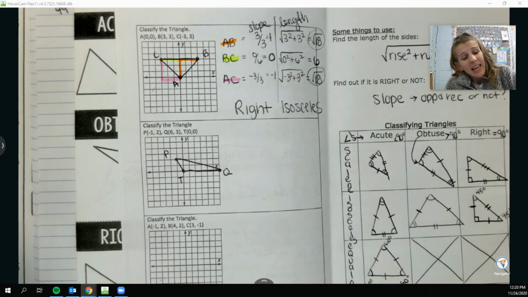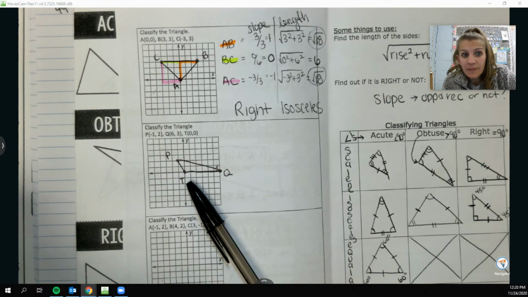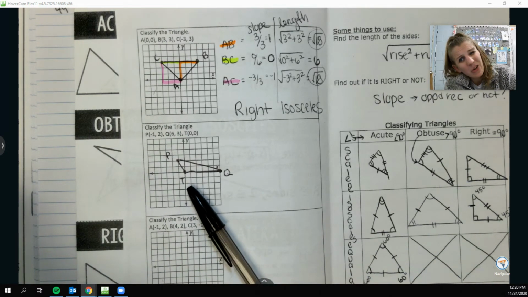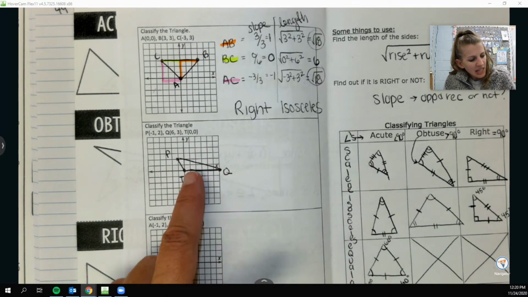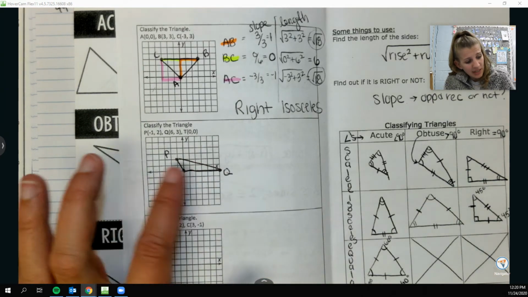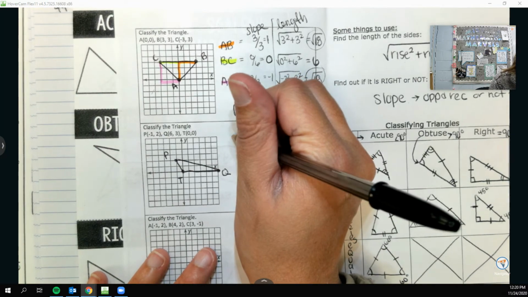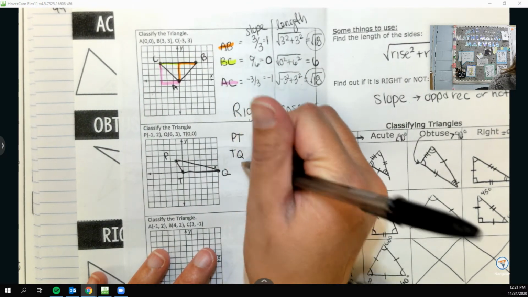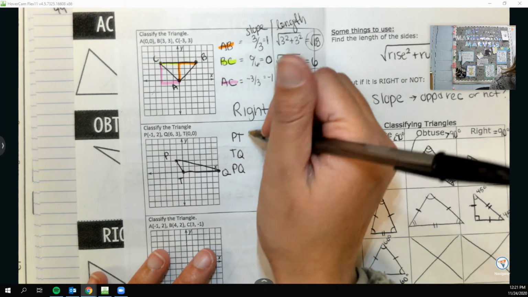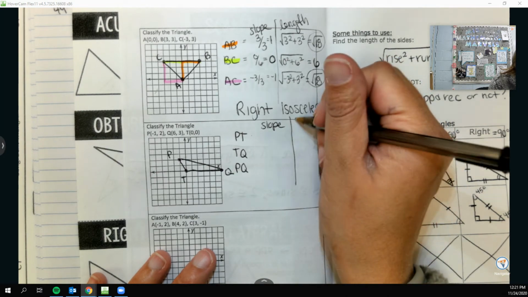So my guess is that this guy kind of looks obtuse. I'm not going to be able to really know for sure, but I will be able to tell that it's not right. And then I'm feeling like maybe it's also going to be scalene, like all these sides look different, but maybe those two are the same. So again, to figure that out, we want to take all of our sides, so PT, TQ, PQ, and we want to find 2 things, slope and length.